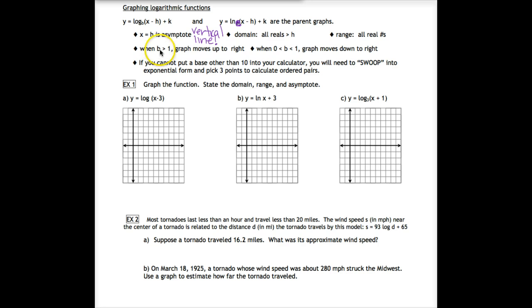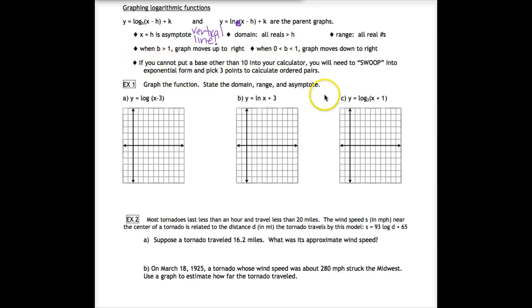Now, when b is greater than 1, that means the graph is going to move up and to the right. If you have a base that is between 0 and 1, that means as you move to the right, the graph is going to move down. So if you have a fractional base, like this 3 here, if that were a 1/2, that would change the way that the graph moves.